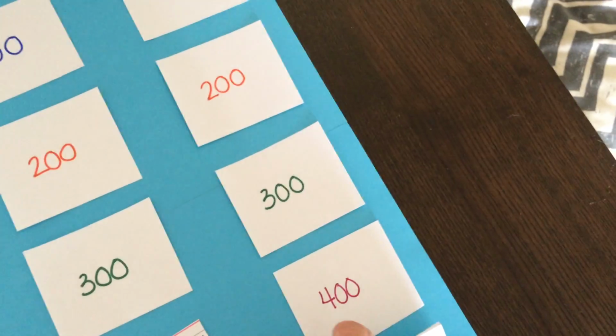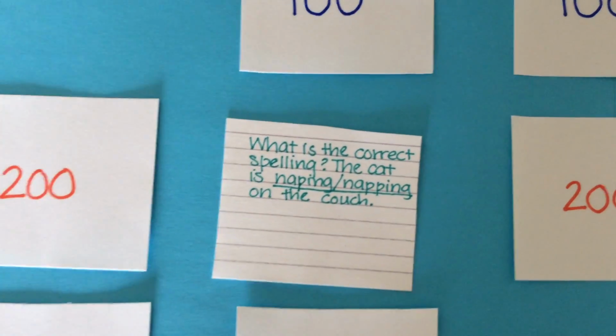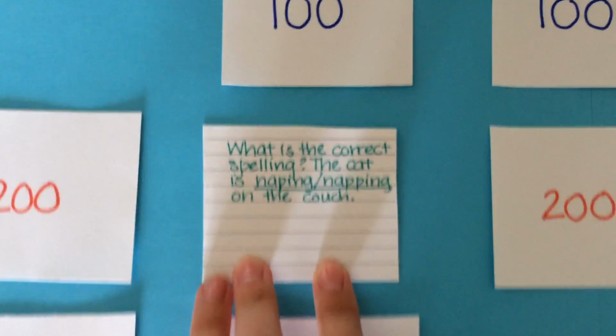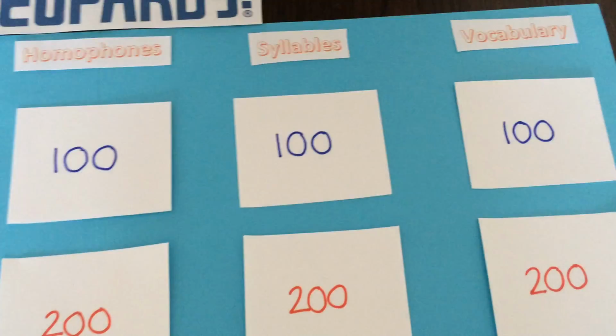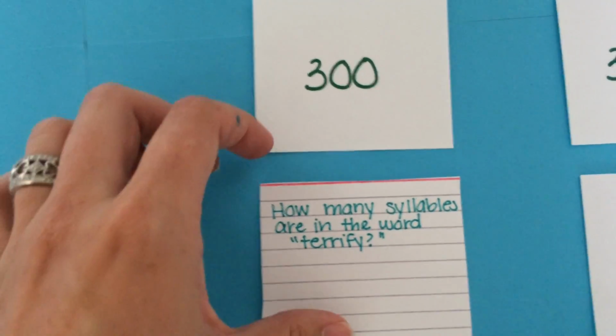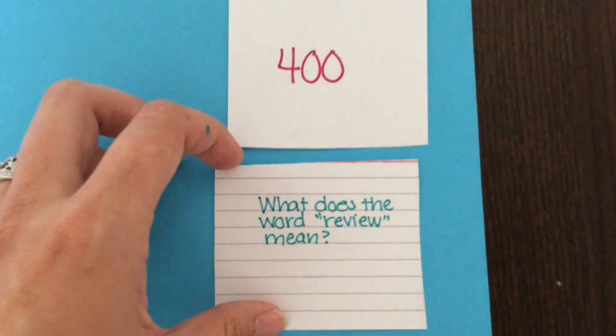So here are the rest of my clues. For spelling: what is the correct spelling? The cat is naping or napping on the couch. For syllables for 400, how many syllables are in the word terrify? And for vocabulary for 500, what does the word redo mean?